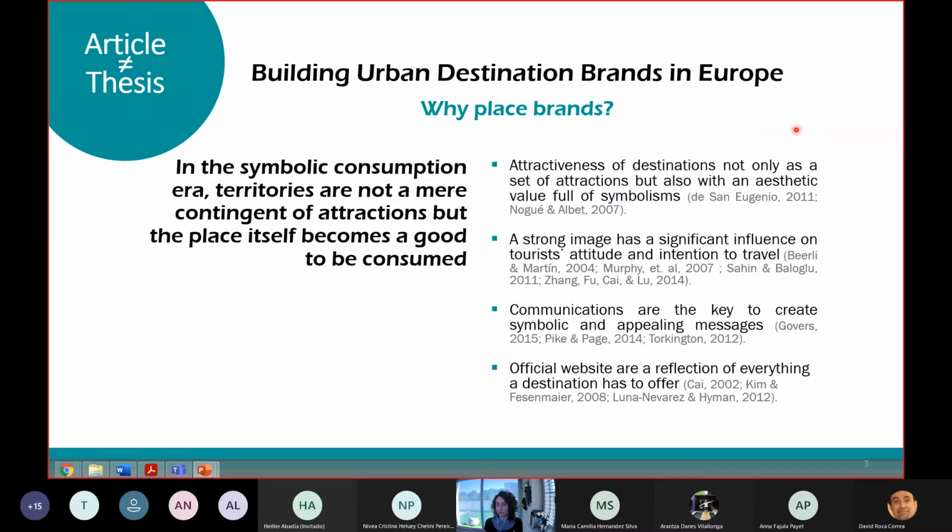It is communication that was in charge of creating these worlds of meanings that are particular from branding. Okay, and within this domain, I studied in particular the official websites as a representative of everything that this brand was in consumers' minds.